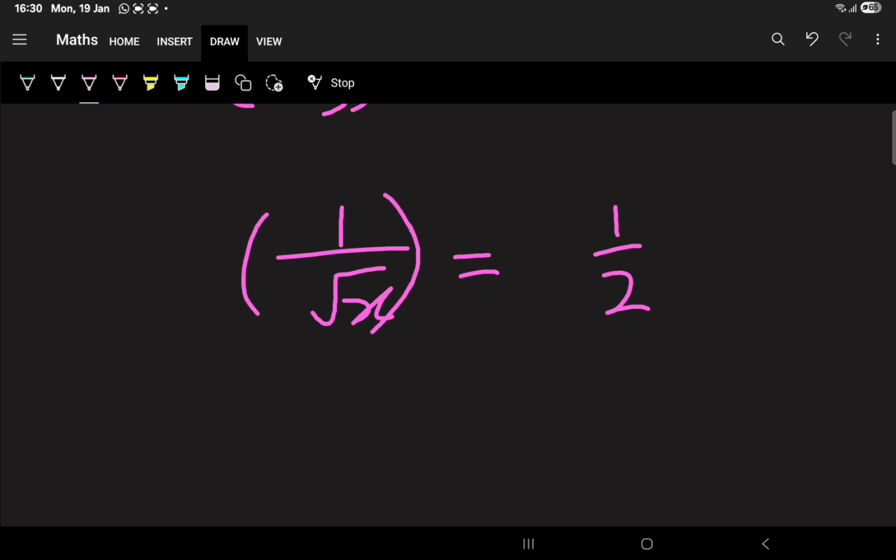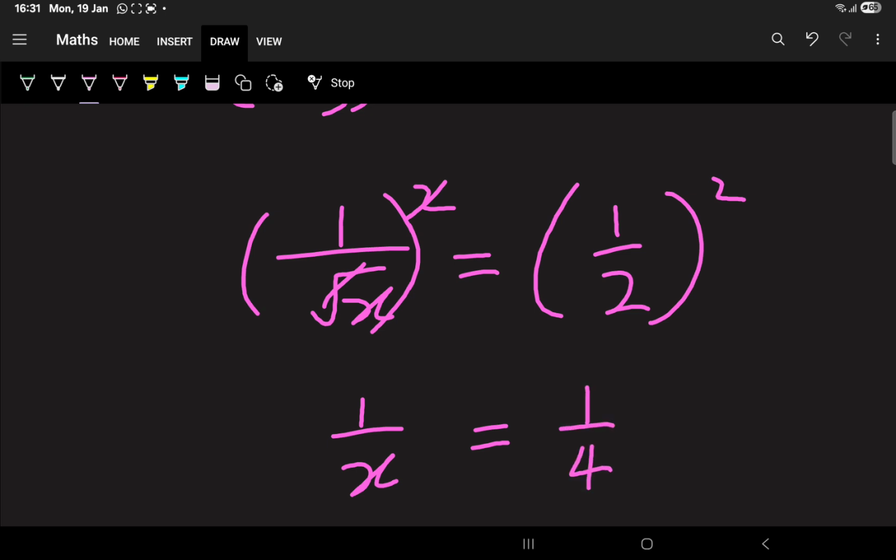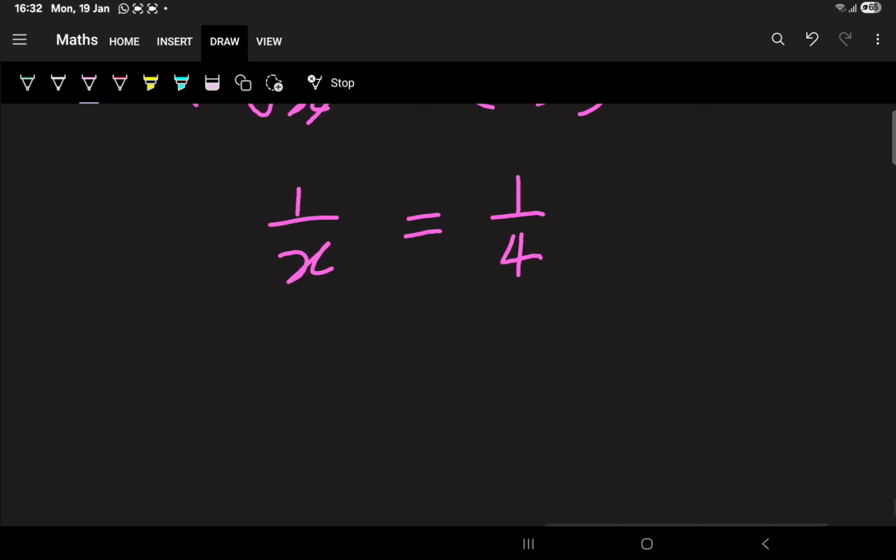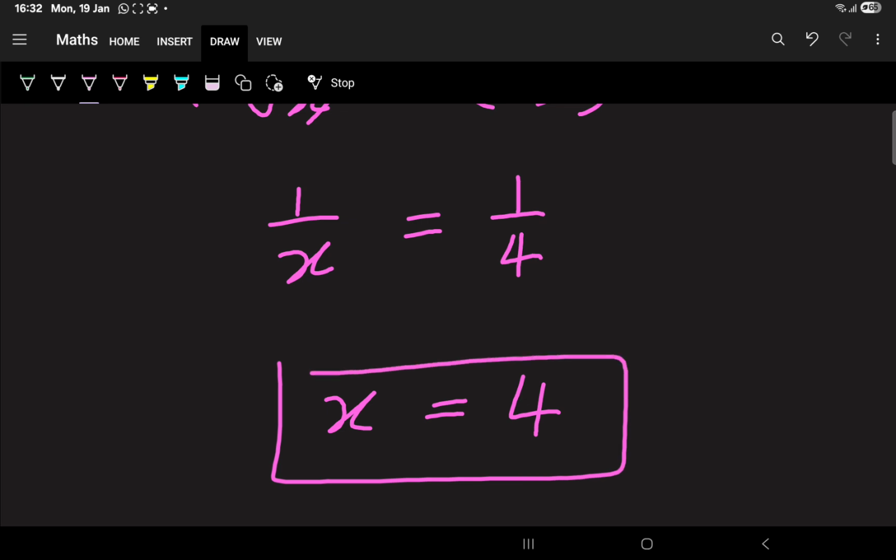Now I'll take the square of both sides, and I have 1 over x. The square here will cancel the square root there. Is equals 1 over 4. Now taking the reciprocal of both sides, I have x to equal 4. Now this is a solution to our problem.